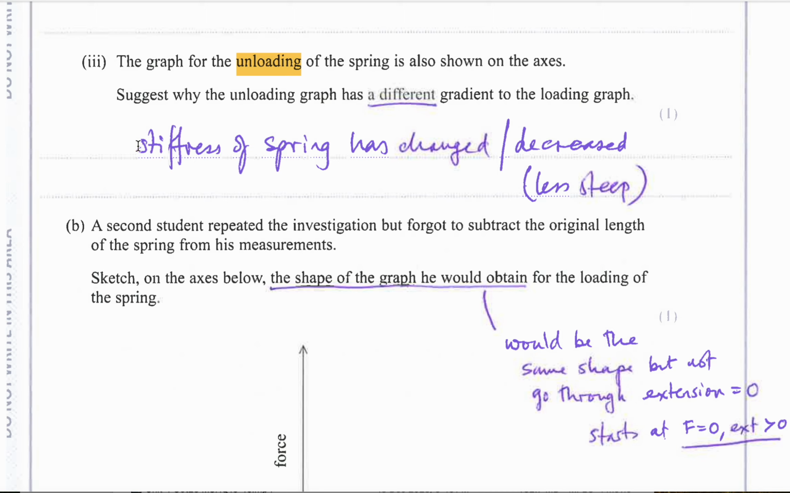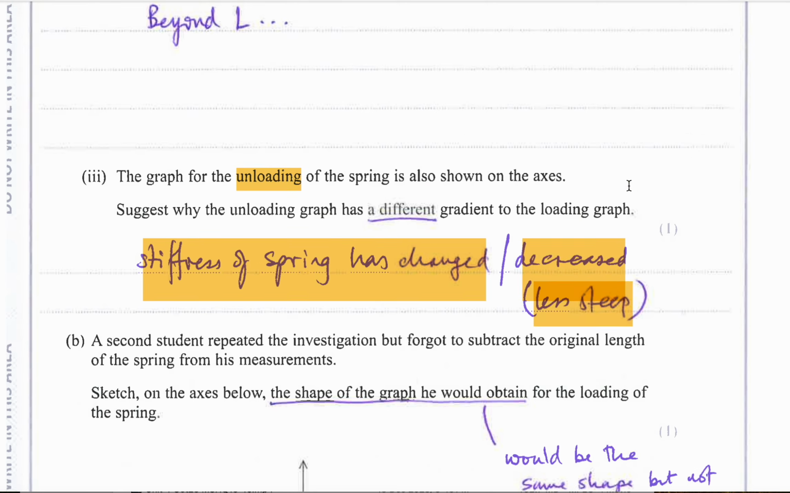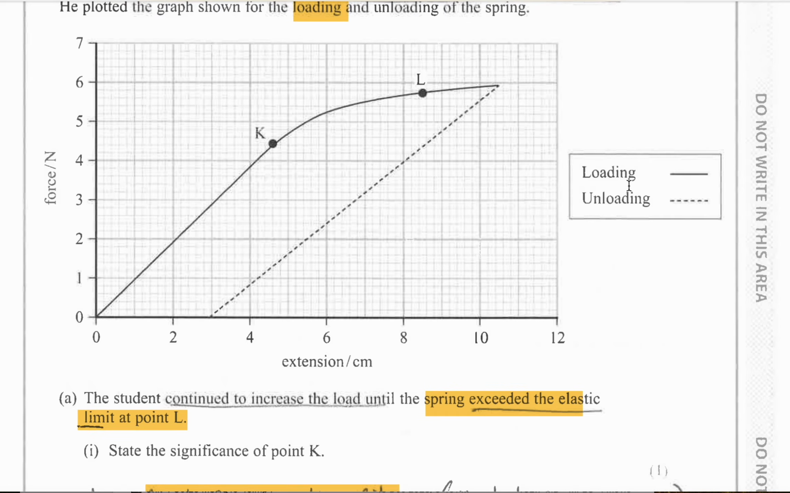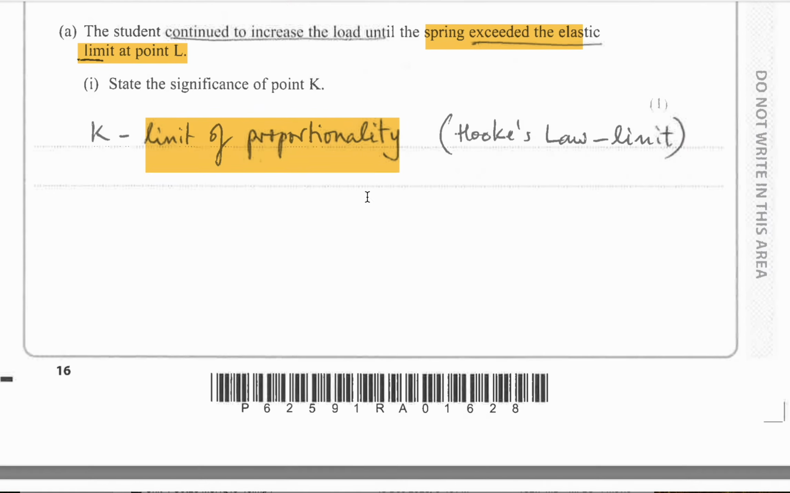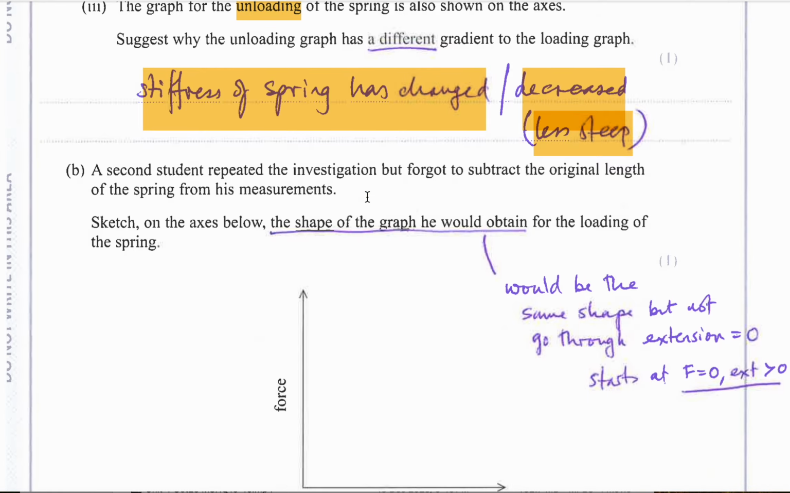Well, the stiffness of the spring will be affected by the fact that you've gone beyond the elastic limit. So it'll become less stiff, I should imagine. So the stiffness will decrease if it's less steep. So you can look and see, is it less steep? Let's go back and have a look. So it looks less steep than before, so it just shows that the stiffness of the spring isn't the same as it was originally. In other words, you damaged it.